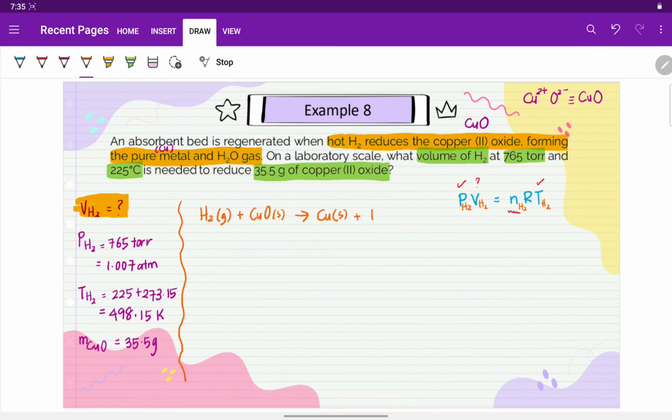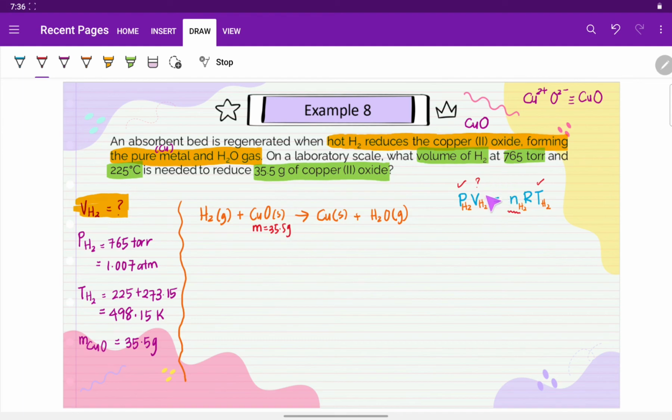Okay, so make sure bila awak tulis equation, labelkan dekat sini sebagai gas. Double check, is it balance or not? Okay, H2, H, 2H. Satu copper, satu oxygen, settle. This is our balance equation. Okay, apa yang kita nak kena nampak dekat sini? Okay, so from this chemical equation, what we can see is kita ada maklumat mass of copper dekat sini. Tadi mass of copper 35.5 gram.